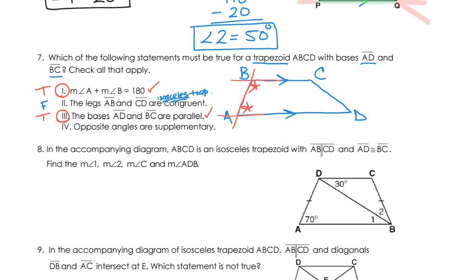Check that. Number 4, opposite angles are supplementary. No, not in a trapezoid. This is going to be false. It would happen in an isosceles trapezoid, but not in a regular trapezoid. All right, so number 2 and number 4 were for isosceles trapezoids. They were trying to trick us.